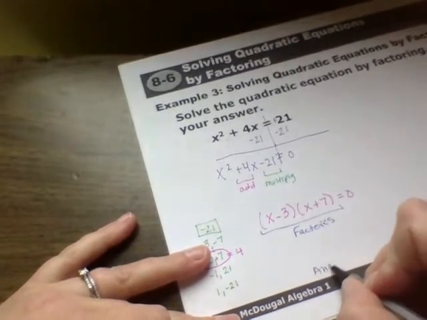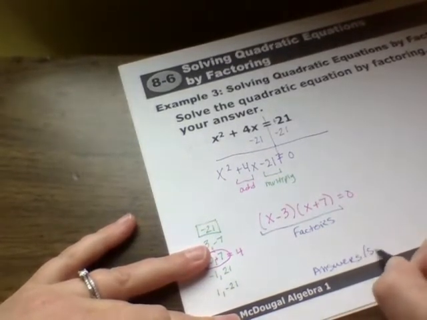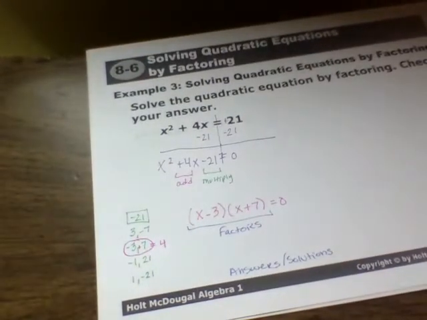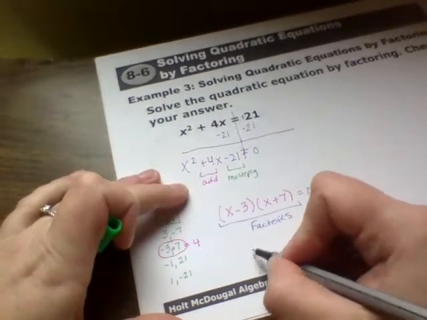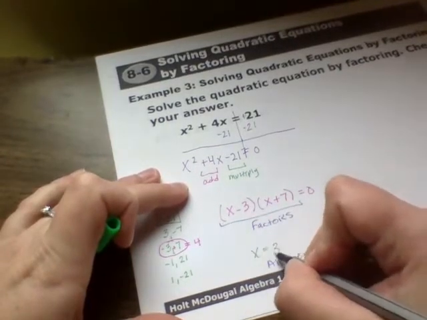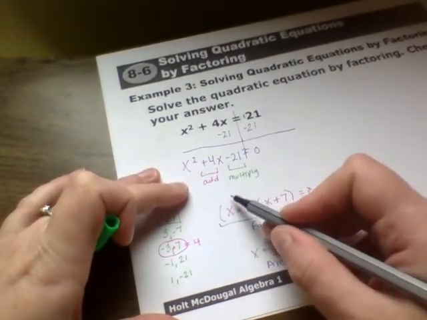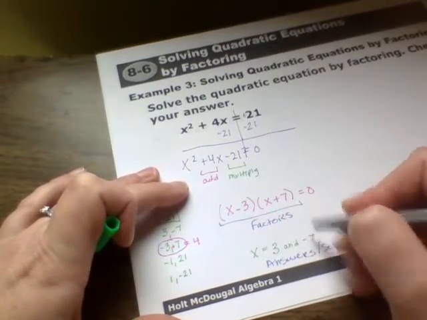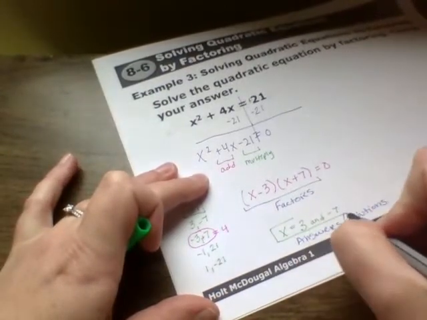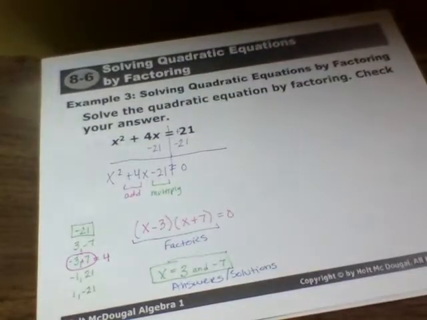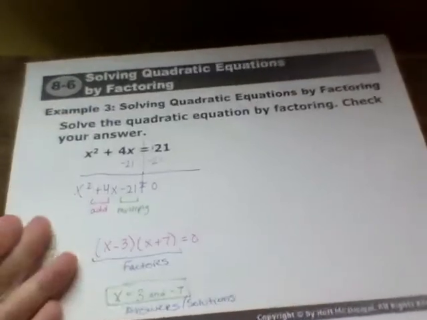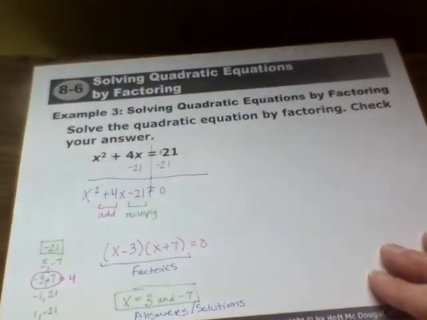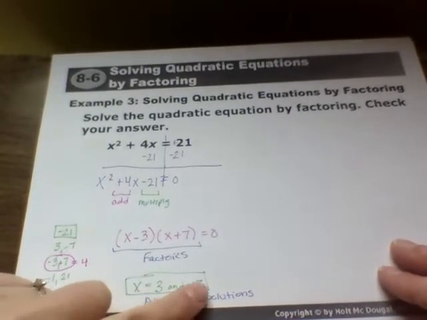Your answers, or your solutions, from the word solve, are going to be the opposites of each of those numbers. So we can have x equals +3 from that answer, because +3 inside of here would make a 0, or -7, because again, a -7 inside of that parenthesis will make a 0. All right, so again, solving this quadratic equation, an x of 3 could work, or an x of -7.